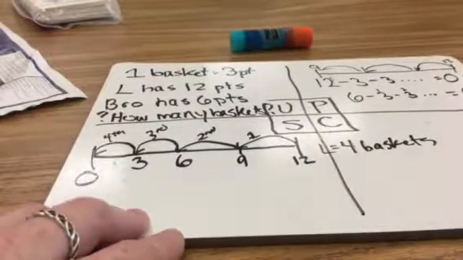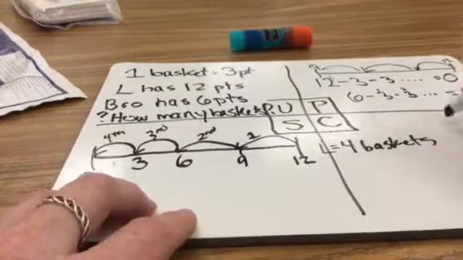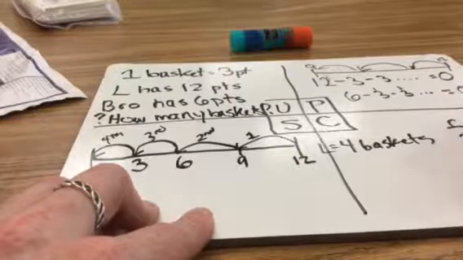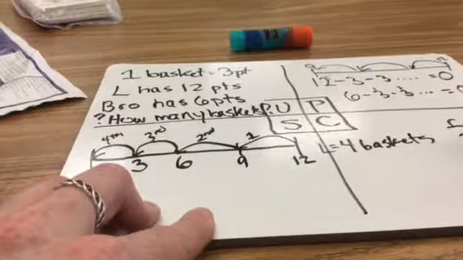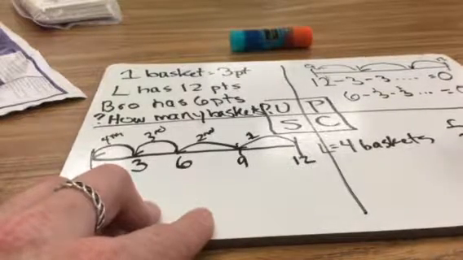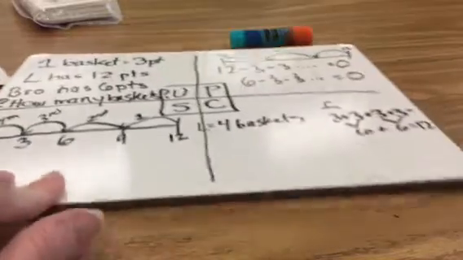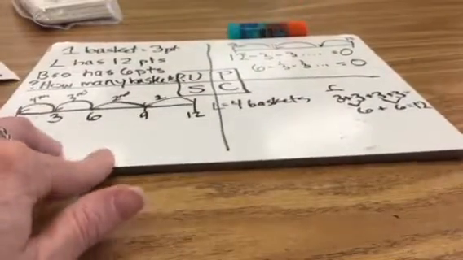Okay, and if I think about that, my check would be 3 plus 3 plus 3 plus 3. 3 plus 3 is 6. 3 plus 3 is 6. 6 plus 6 equals 12. I'm sorry, I didn't realize you couldn't see that.